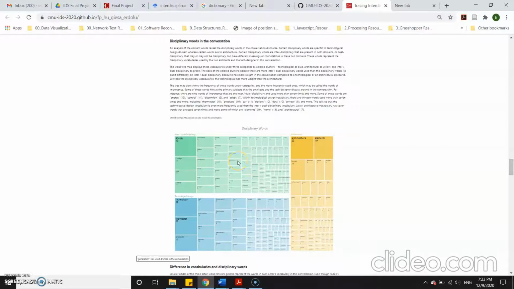They're also included. The size of the clusters indicates that inter and dual disciplinary discourse has more weight in the conversation compared to technological or architectural, and the technological has more weight than the architectural. Here the user can just mouse over and see each word and its frequency of use, or the more frequently used ones, which hint at the primary subjects that the architects and the tech designer discussed.